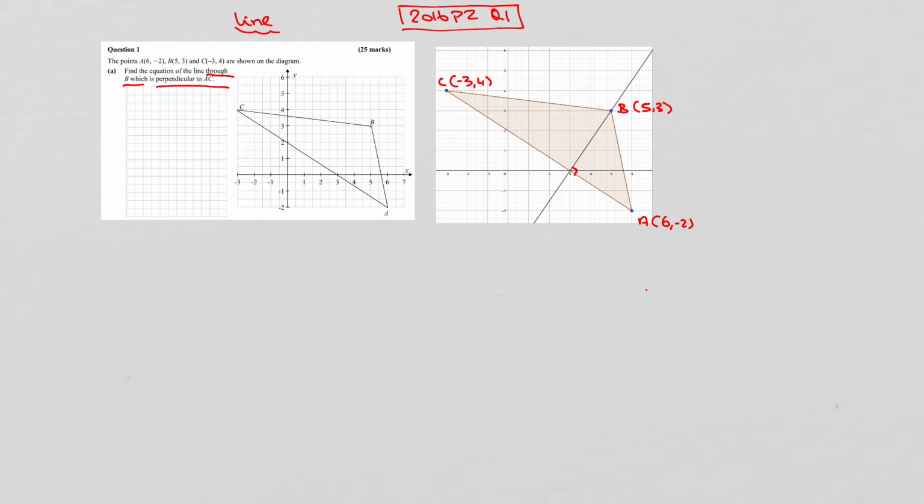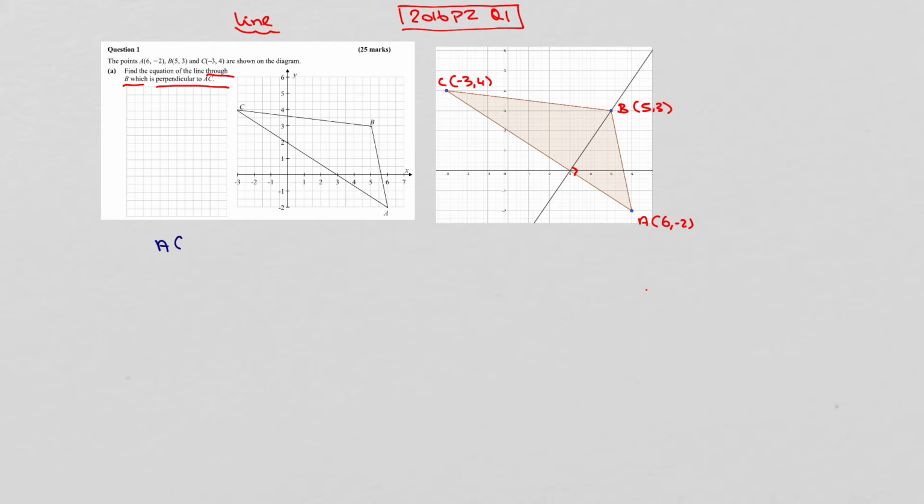So we have a point on the line, it's the point B. So all we need to do to find the equation of the line is to find the slope of the line. And of course, if the line is perpendicular to AC, then to get the slope of the line perpendicular to AC, we first of all need to know the slope of AC. So that's where we're going to start with this question.